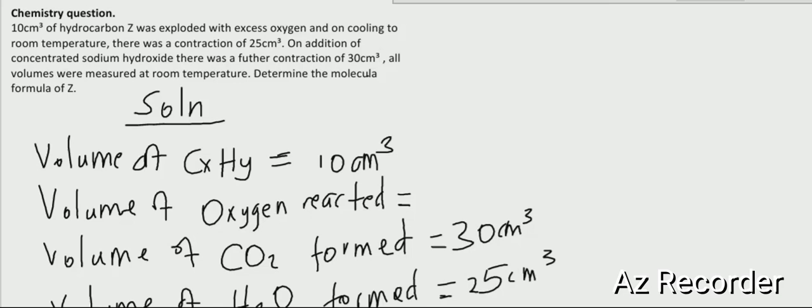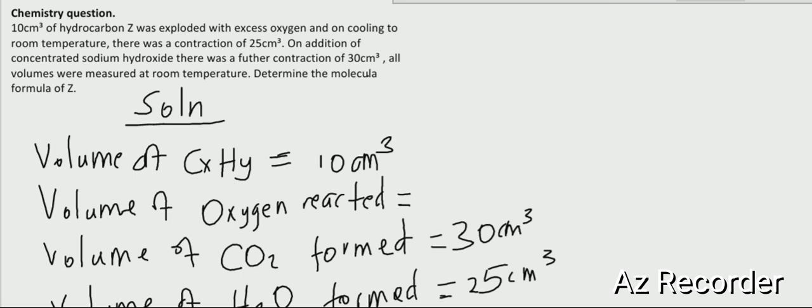Here together we have our good chemistry question. 10 cubic centimeter of hydrocarbon Z was exploded with excess oxygen, and on cooling to room temperature there was a contraction of 25 cubic centimeters. On addition of concentrated sodium hydroxide there was a further contraction of 30 cubic centimeters. All volumes were measured at room temperature, so our task is to determine the molecular formula of Z.